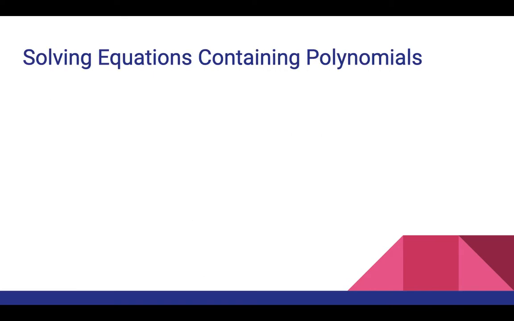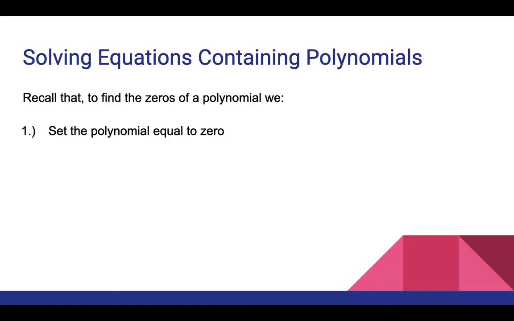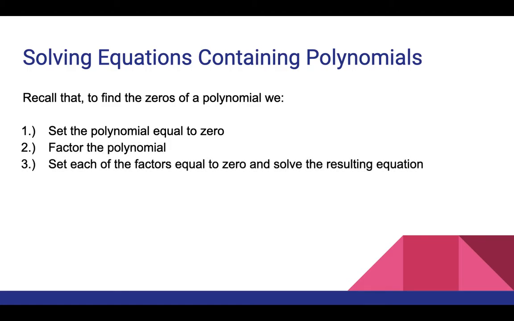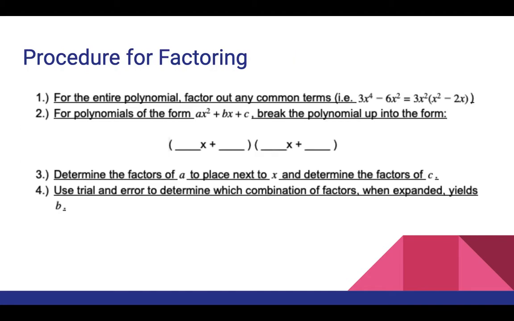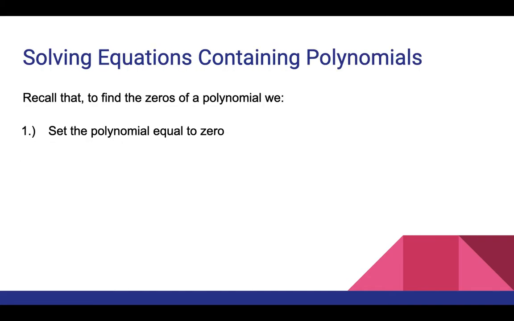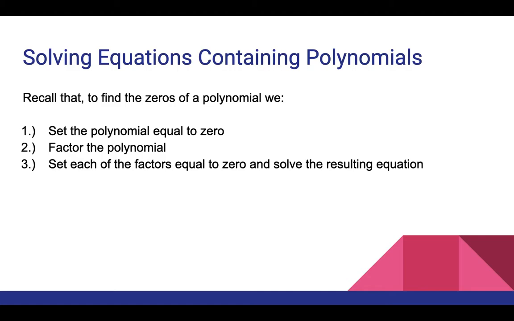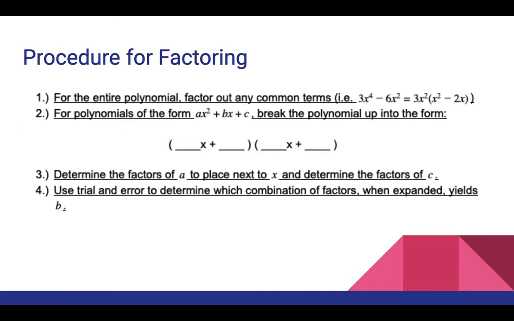So now we move on to solving equations containing polynomials. Recall that to find the zeros or the roots of a polynomial, we set the polynomial equal to 0, we factor the polynomial, and we set each of the factors equal to 0 and solve the resulting equations. So this is the basic procedure we need for solving polynomials.